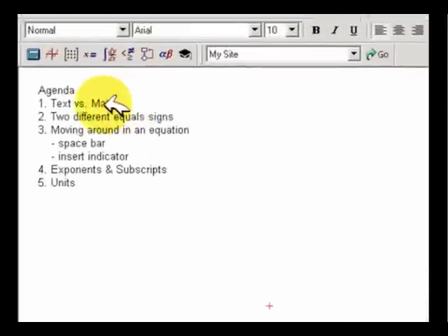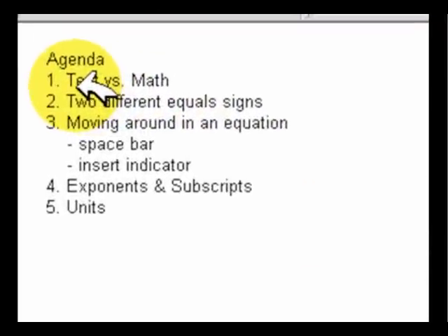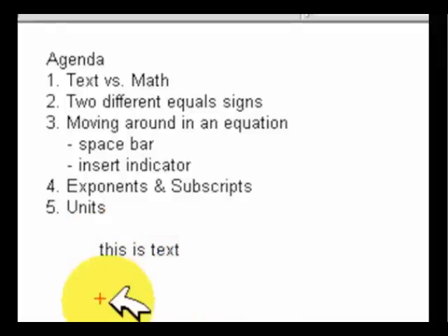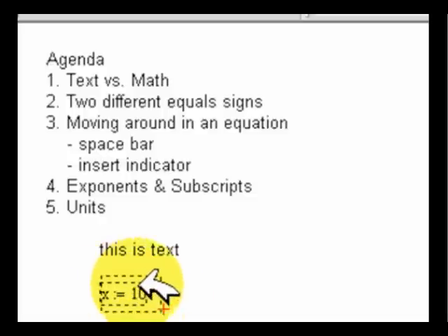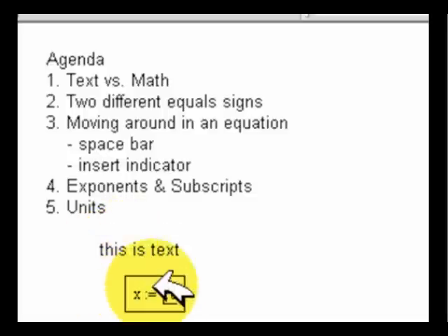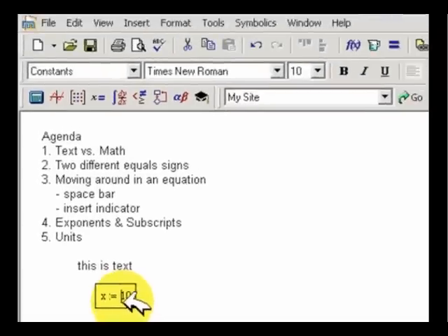Okay, let's go over some basic MathCAD tips. So, text versus math. I can say this is text, and it'll understand that it's a text box. You can tell because it's got a red cursor. I can also say x equals 10, and I can do a mathematical formula. So I can do either one. The key is whether it's got a red cursor like this, which means text, or a blue cursor, which means the mathematical formula.